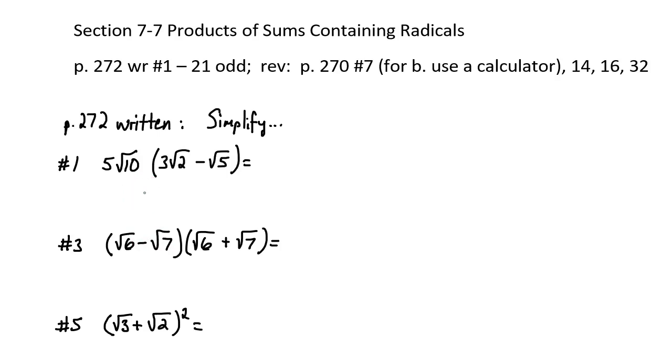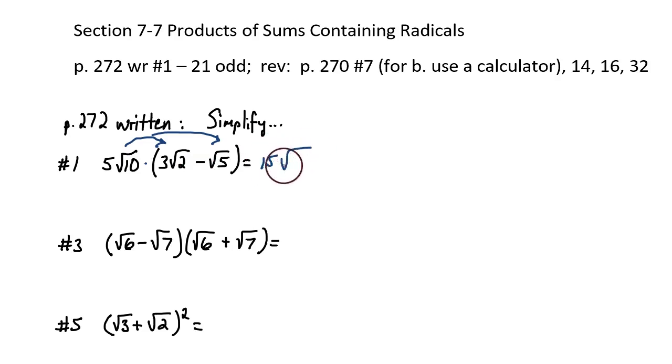Earlier this year, we had the same sort of problems, but then we had variables or just plain numbers. So let's use those same skills. Number 1, we multiply what's in front of the parentheses by both terms in the parentheses. That's called distributive property. 5 times 3 is 15.